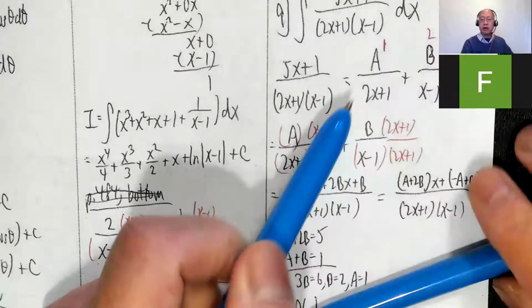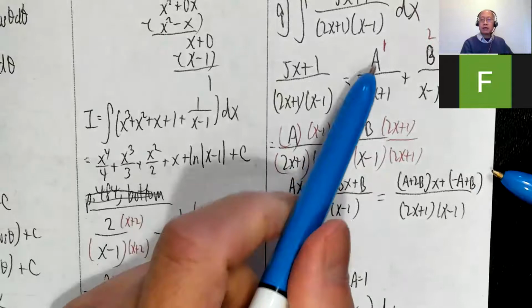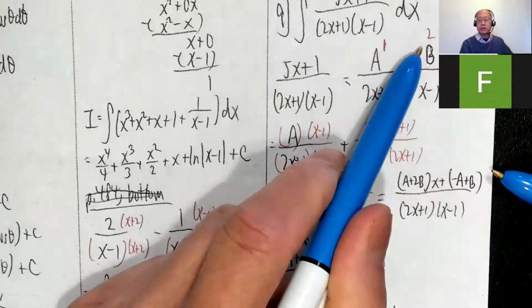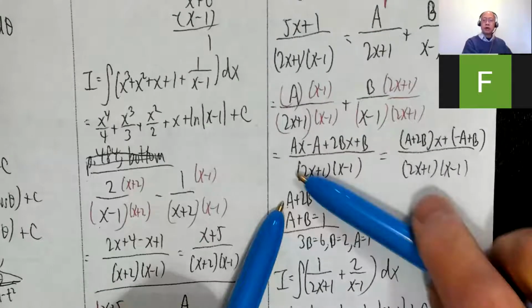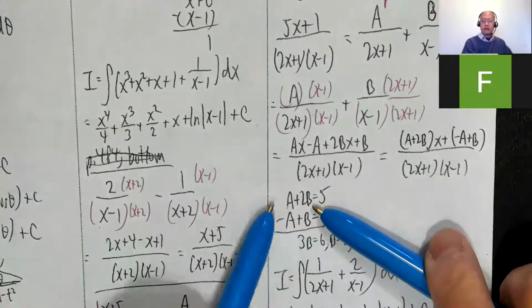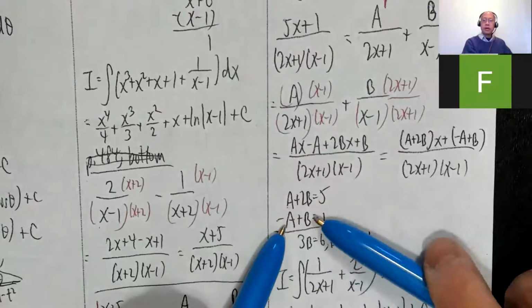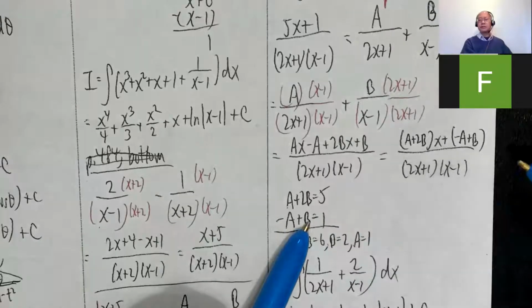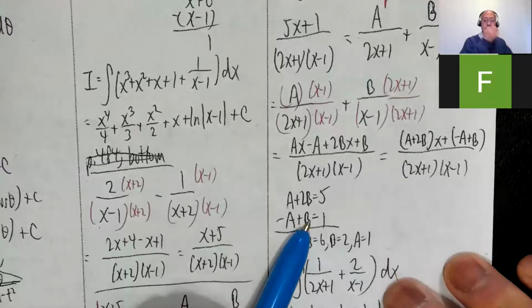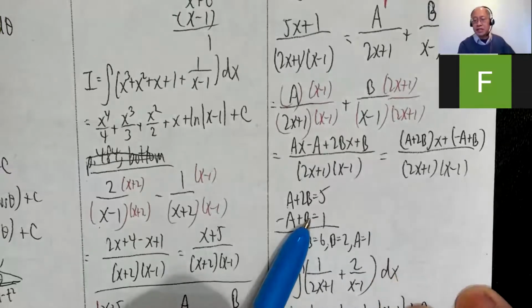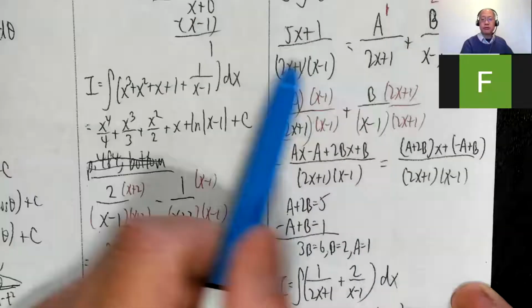So back in the original, the mystery is solved. I now change that to a 1 and I change that to a 2. Quick double check. If we put a 1 here and a 2 here, 1 plus 4 is 5, correct. If we put a 1 here and a 2 here, negative 1 plus 2 is equal to 1, yes. Double check. Now I'm ready to integrate, but that's the easy part. The hard part is to do all this partial fraction stuff.